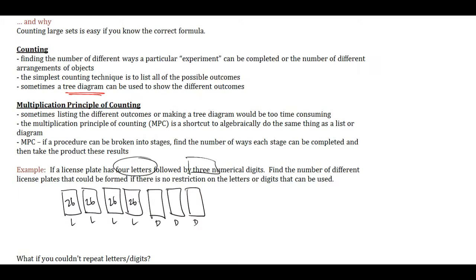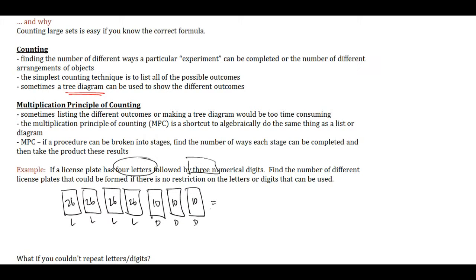So you could have MATH would be one of those ways, but how many ways are there total? Well, there's AAAA, and there's AAAB, and there's AAAC, and we could be here a long time doing this. So that's why a tree diagram might not be all that fun. Then you get to put a digit, and a digit is 0 through 9. So there's 10 digits. So you have 10 digits and 10 digits and 10 digits.